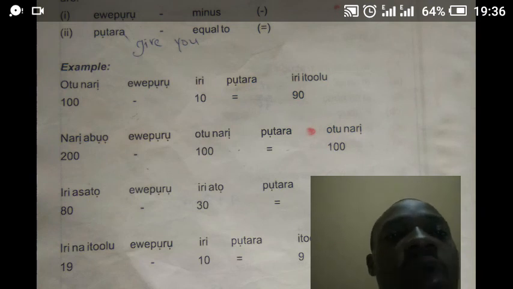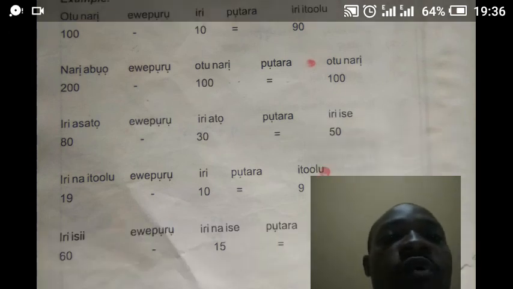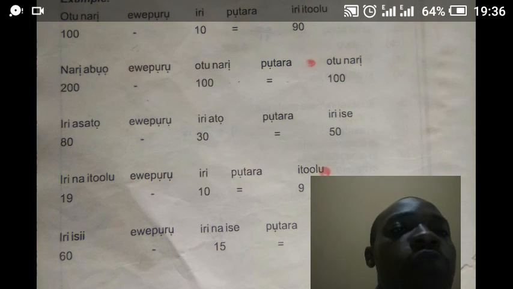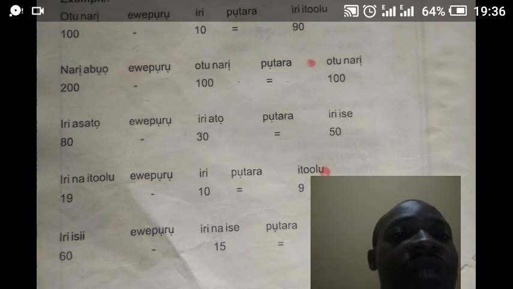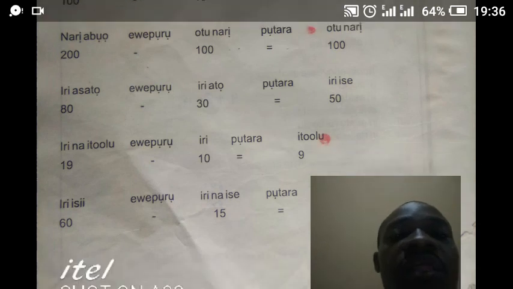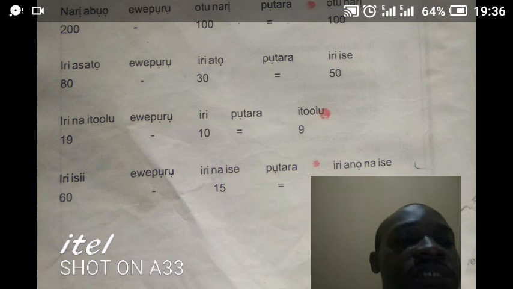Otu narị ewepụrụ iri pụtara iri itoolu, which means 100 minus 10 is equals to 90. So you can see there. Narị abụọ ewepụrụ otu narị pụtara otu narị. That means 200 minus 100 is equals to 100. Iri asatọ ewepụrụ iri atọ pụtara iri ise. That is 80 minus 30 is equals to 50.